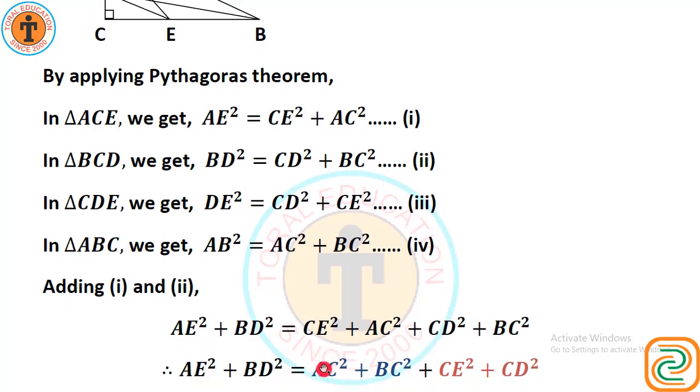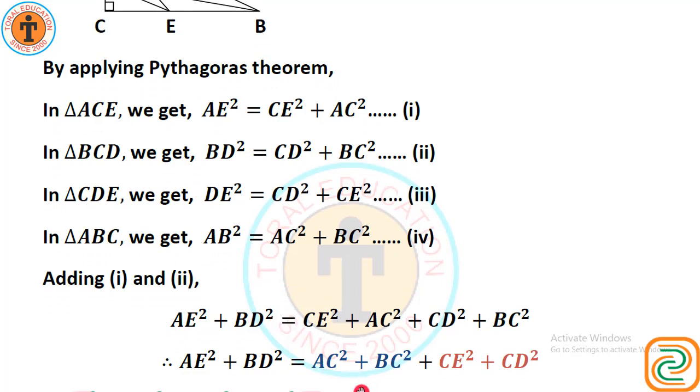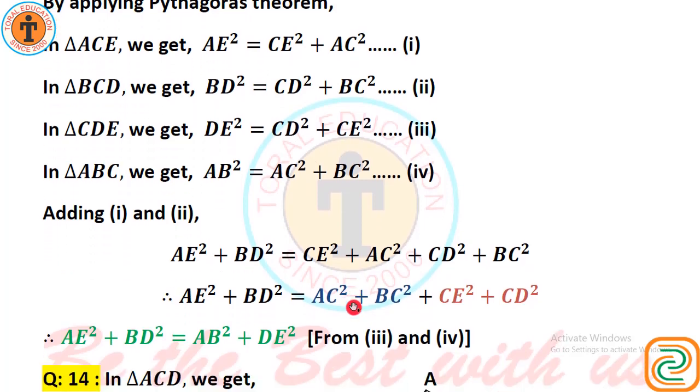Look here. AC square and BC square equals AB square. CE square plus CD square, CD and CE, equals DE square. So AC plus BC gives AB, and CE plus CD gives DE. Okay, we have proved this.